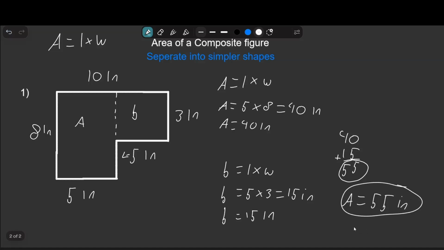I hope you enjoyed the video. This was the video on how to get the area of a composite figure. I hope you understand it now.